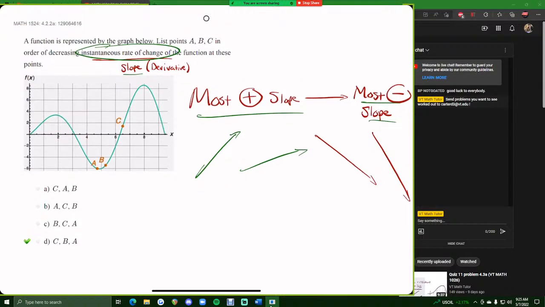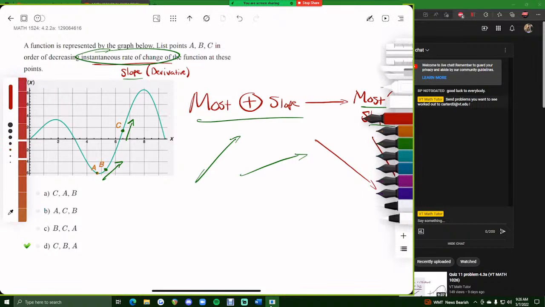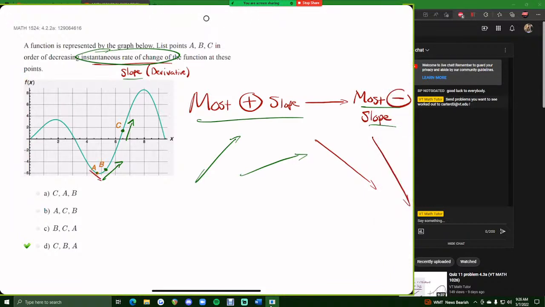So looking at A, B, and C, it helps to first identify which ones are on a positive slope, which ones are on a negative slope. C is on a very positive slope, very steep slope. The steeper it is, the more positive it is, or the greater value. Like the steeper it is in the negative direction, the more negative it is. B is also on a positive slope, but maybe a little less steep. A is just barely on the end of a negative slope, so just barely negative.